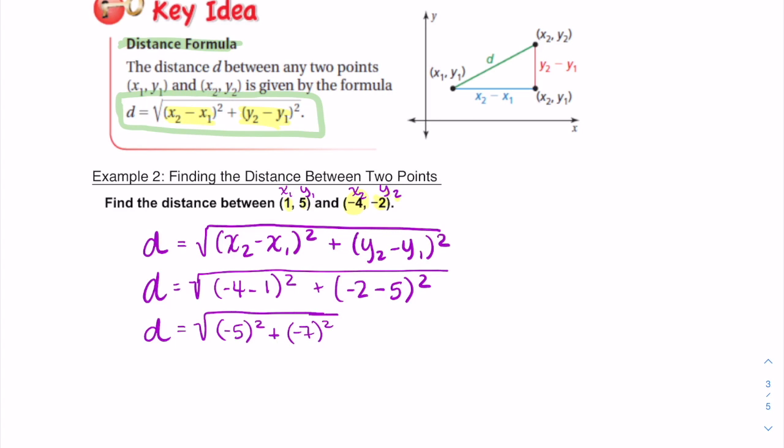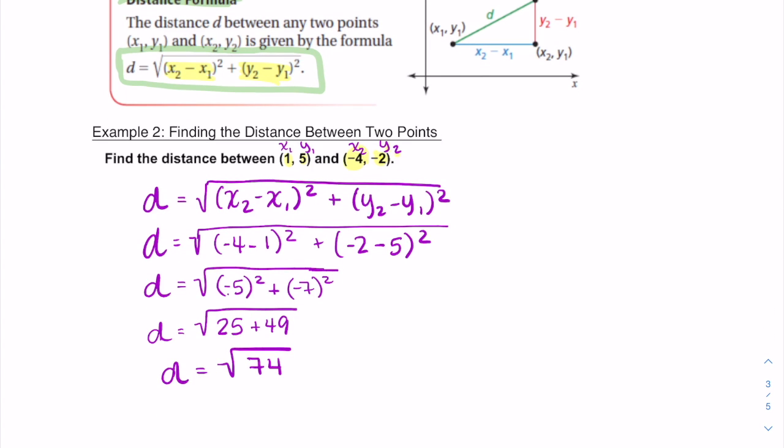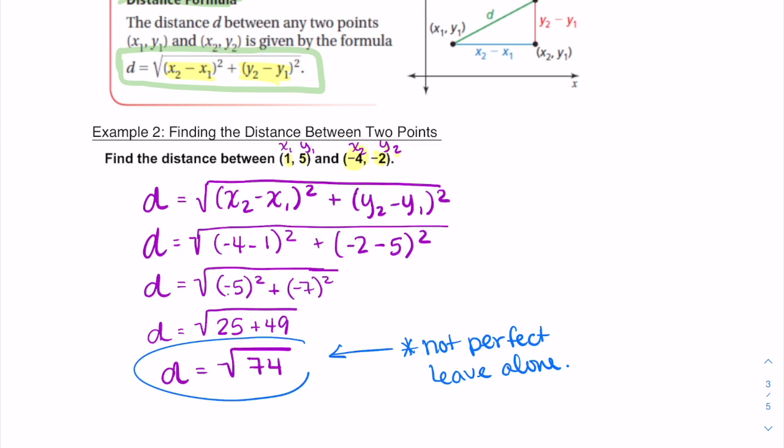Now quiero resolver el cuadrado. So here, negativo 5 por negativo 5 is going to be my positive 25. Negative 7 times negative 7, positive 49. You add that together and you get 74. Now, 64, is that perfect? No. Entonces, así es como vamos a dejar nuestra respuesta. This is not perfect, so leave it alone. Okay, lo voy a dejar como una distancia de raíz cuadrada de 74.